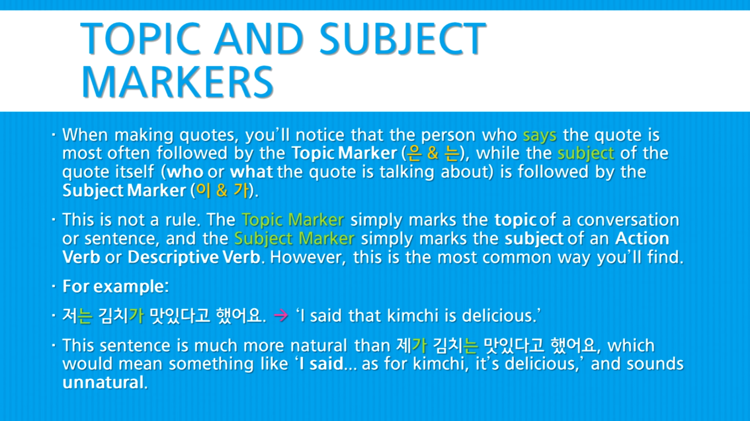For example, 저는 김치가 맛있다고 했어요. I said that kimchi is delicious. This sentence is much more natural than saying 제가 김치는 맛있다고 했어요, which would mean something like I said, as for kimchi, it's delicious, and sounds unnatural.